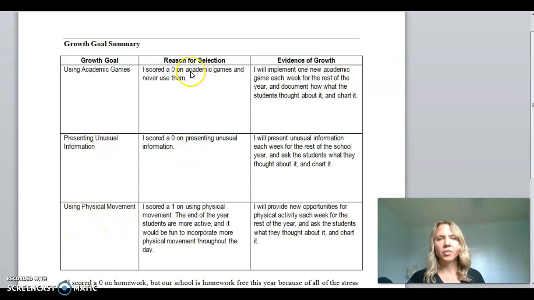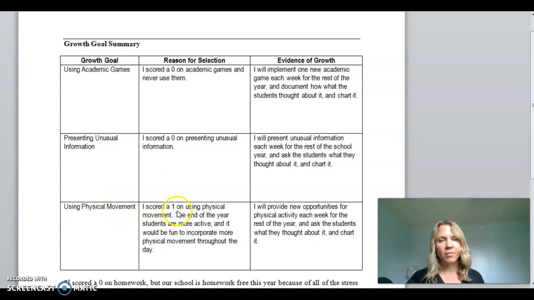The reason I chose this was I scored a 0. I never use them. I mostly just stick to the curriculum, and don't add too much extra stuff in. Presenting unusual information, I scored a 0. Same thing, I usually just stick to the basics, and don't add too much extra work for myself, or I don't usually have time to think about it, honestly. And the last one is physical movement.